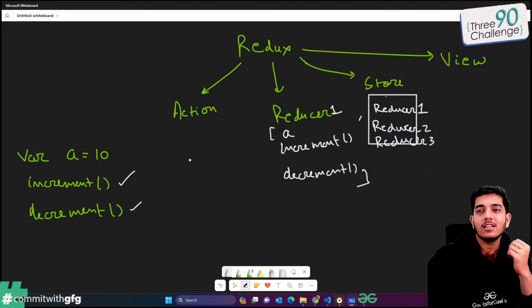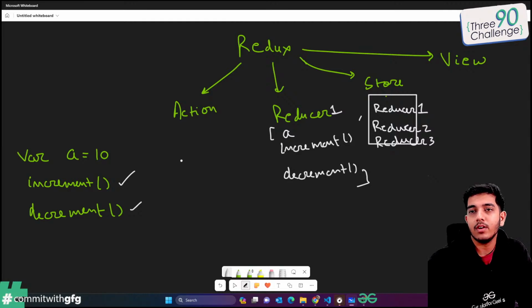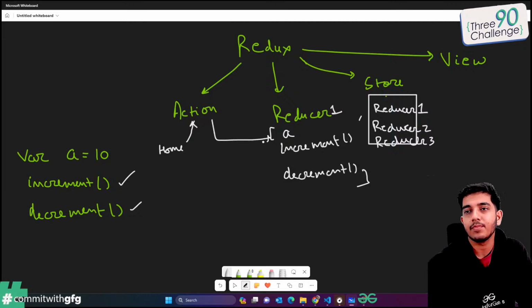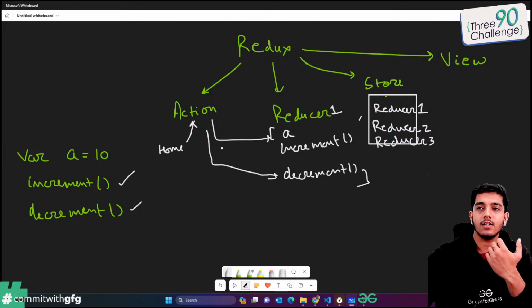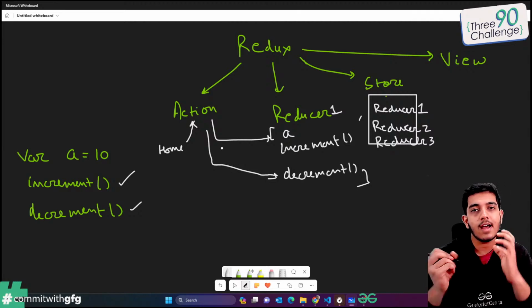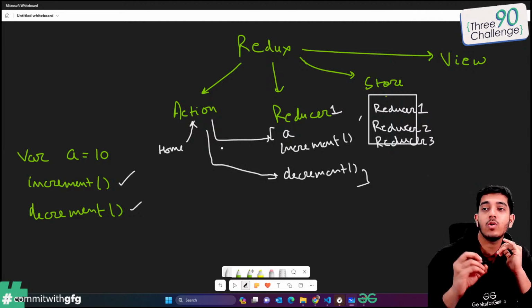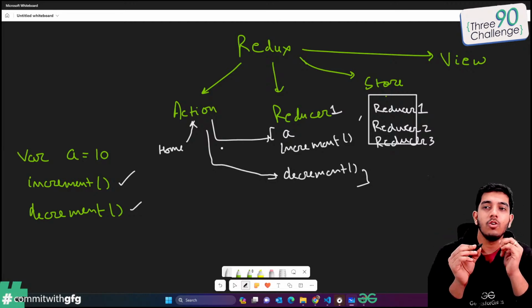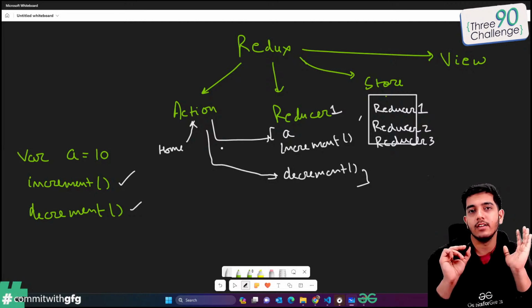Now what is an action? You can see that we have created the reducers here. Suppose you are in the home page. From there you would be calling an action, the increment action or the decrement action. Action is just like you have to perform some task. Action is nothing but you calling reducers. So from the home page you would be calling this increment action, this decrement action. That's what action is.